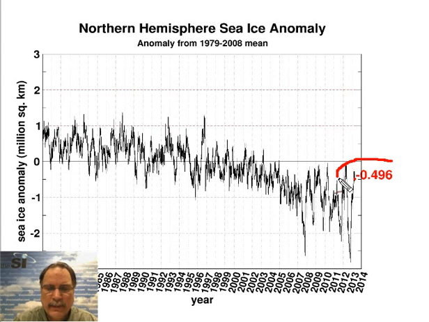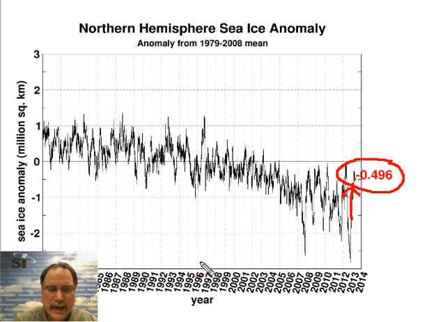Still below normal, but actually it's come back quite a bit in the last several weeks. You notice this uptick here in the last several weeks. We are now in the springtime here in the northern hemisphere, approaching the summer, so it'll be interesting to follow and see what happens here again relative to normal.